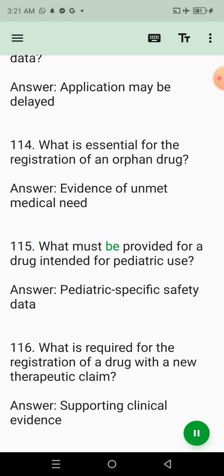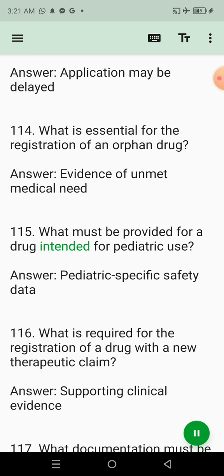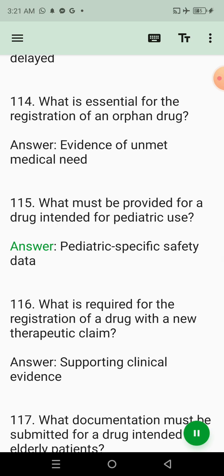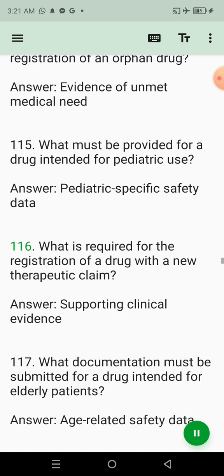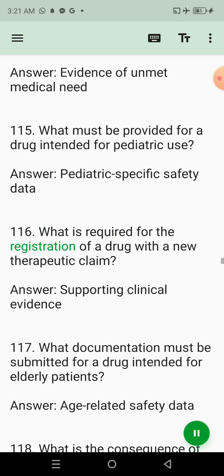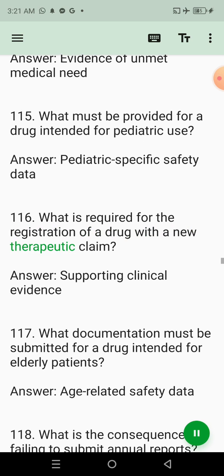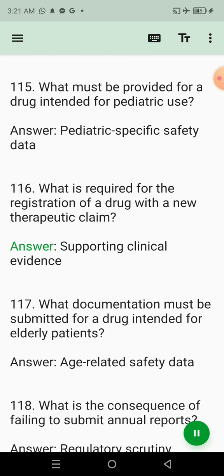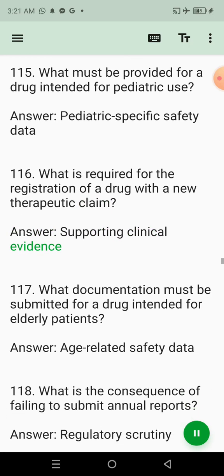115. What must be provided for a drug intended for pediatric use? Answer: pediatric specific safety data. 116. What is required for the registration of a drug with a new therapeutic claim? Answer: supporting clinical evidence.